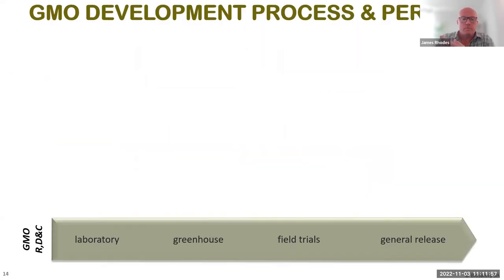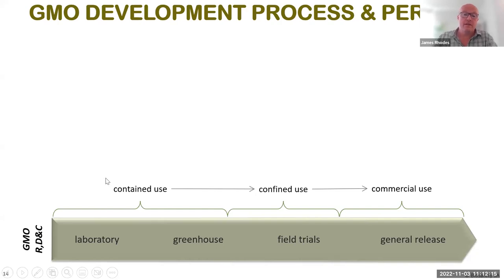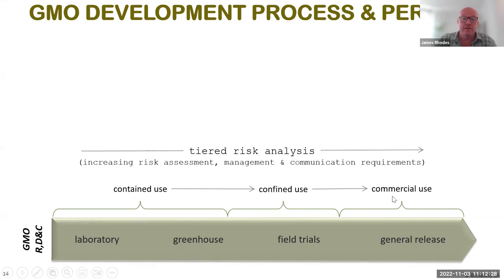When GMOs are developed, it normally goes through a number of different stages. First you start in the laboratory, you go to a greenhouse, you then might take it to field trials, and only then do you get to general release. During the early stages it's contained, so it's easy to manage potential risks because it's within a small contained area. Field trials are very confined, and then you get to commercial general release.